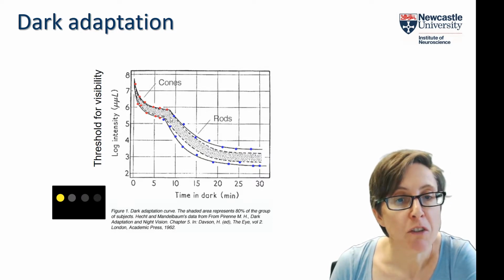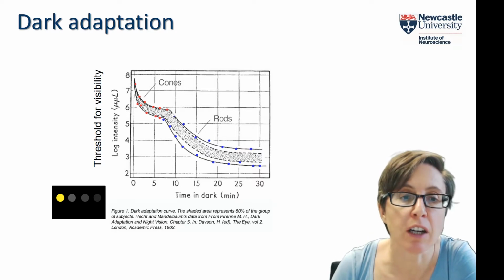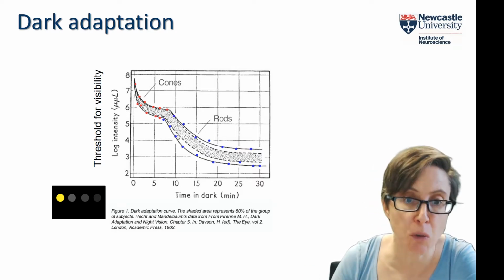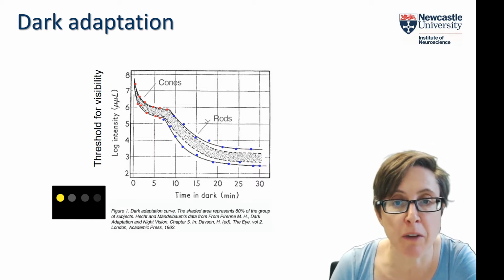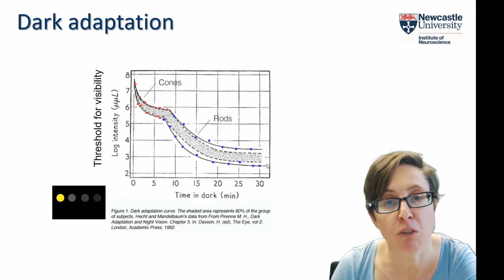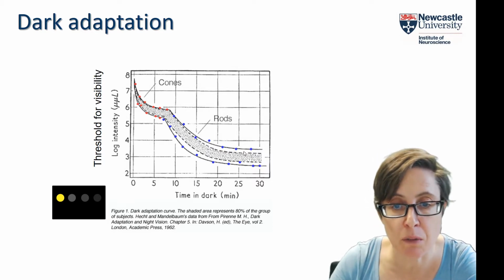But then after around 10 minutes, the rods start coming back online, and so now you can see dimmer and dimmer light flashes as your scotopic or rod-mediated vision begins to function. The rods have been very bleached out in the bright light previously, but now they've recovered and they can mediate your sensitivity to really, really low levels of light here.